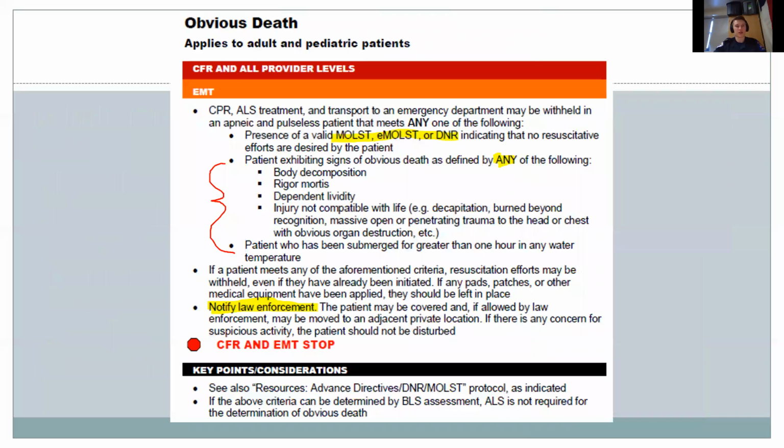Finally, our obvious signs of death. Sometimes you might be wondering, okay, when do I not have to continue care for the patient? Pretty much always have to continue care, except for these few criteria, which we're about to list out.